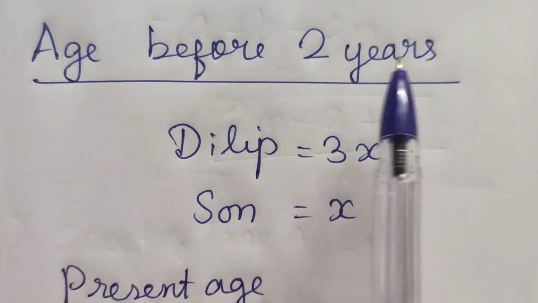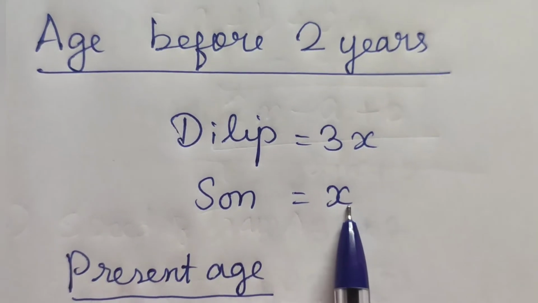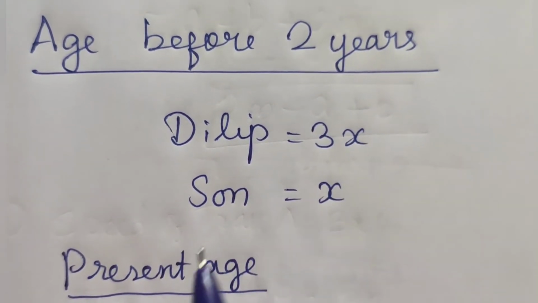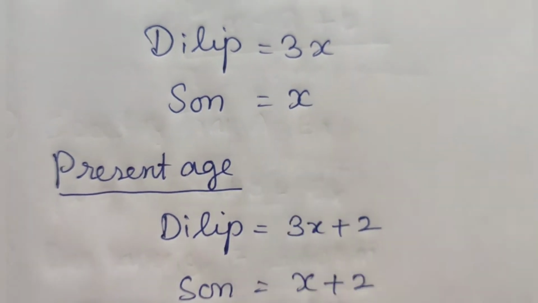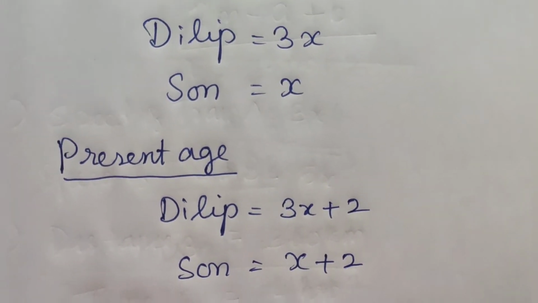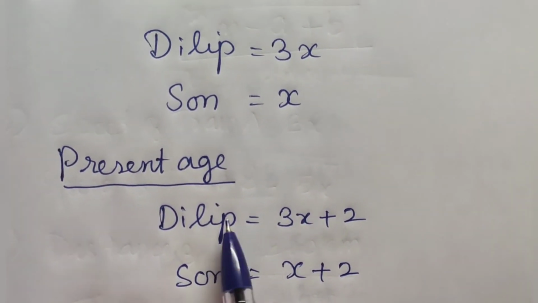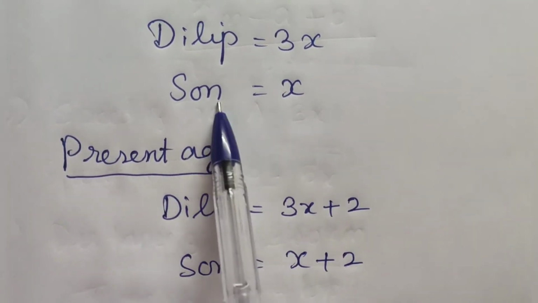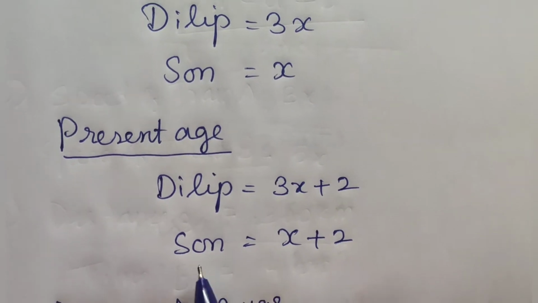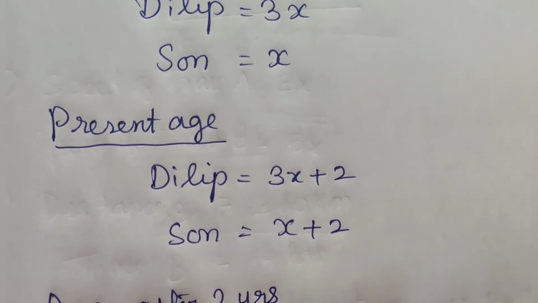I take age before 2 years. Son's age be x. Dilip's age is 3 times his son's age, so 3x. This is the age before 2 years, so for present age you add plus 2. Dilip's age is, before 2 years he was 3x, so present age 3x plus 2. Son's age before 2 years x, so present age of son is equal to x plus 2.